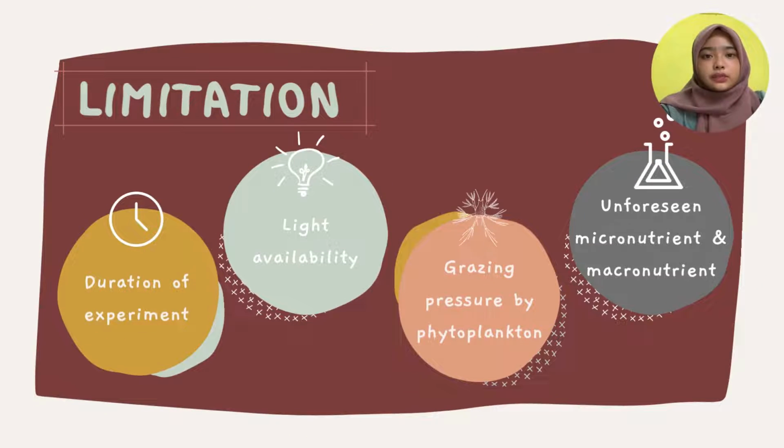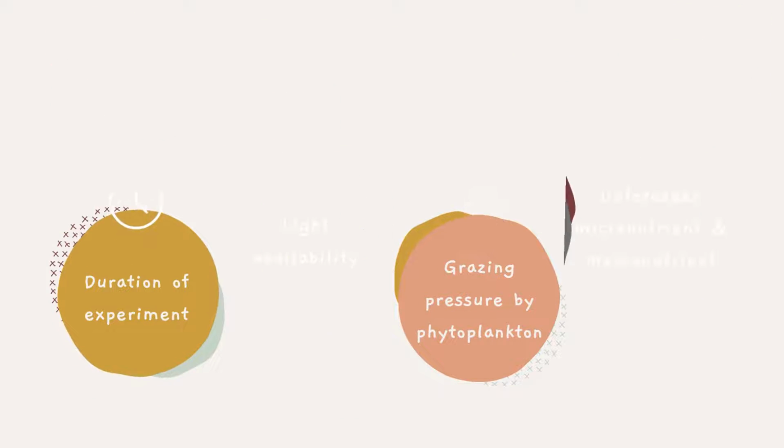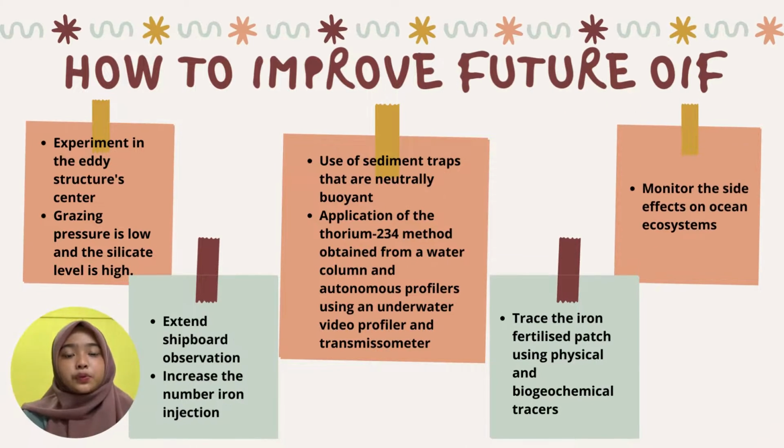The limitations of ocean iron fertilization are the duration of the experiment, the light availability, the grazing pressure by phytoplankton, and lastly, the unforeseen macro and micronutrients. So, how to improve the ocean iron fertilization in the future?